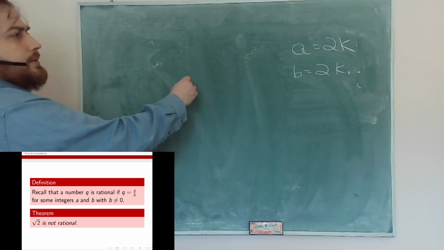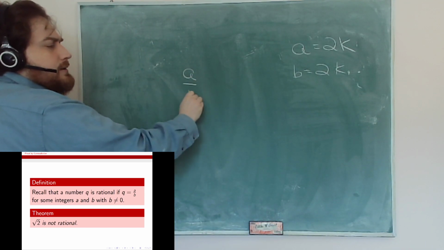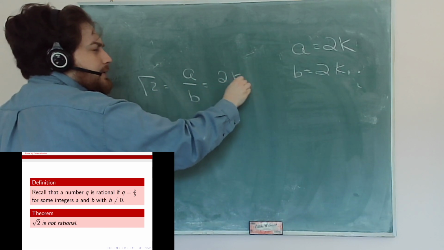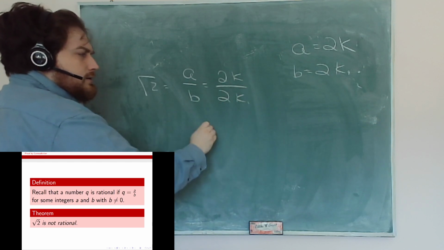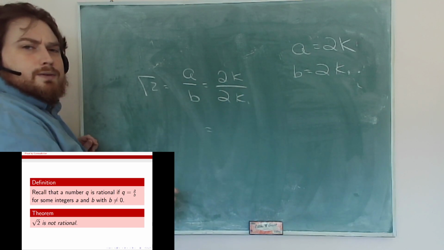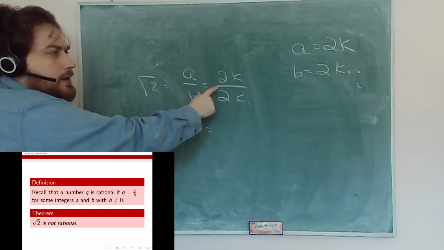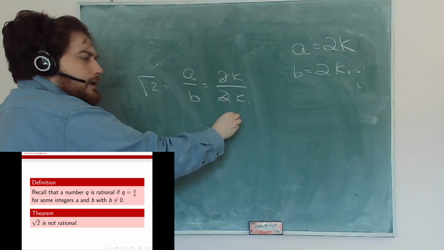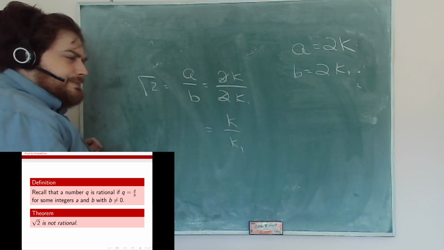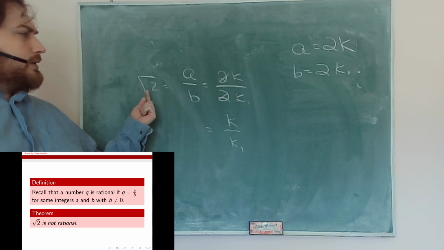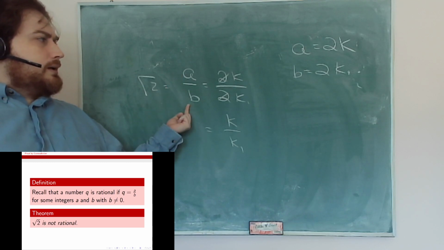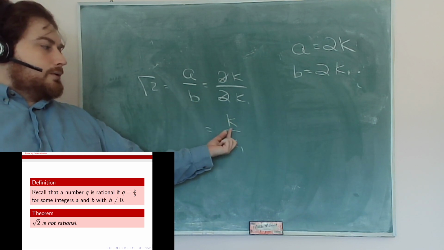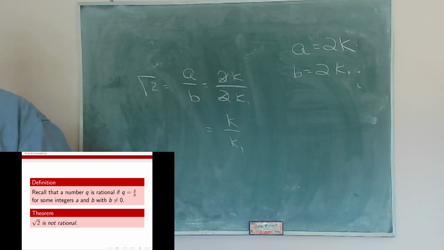Now, here's kind of the trickier part. Notice that I said that the square root of 2 was a over b, but I just claimed that a was even and b was even. So what can I do here is, if this was an actual rational number and I had an even over an even, I could cancel out the 2's and I get k over k1. So therefore, the square root of 2 would have to be a over b. Well, a would have to be even and b would have to be even, so therefore the square root of 2 would also have to be k over k1.